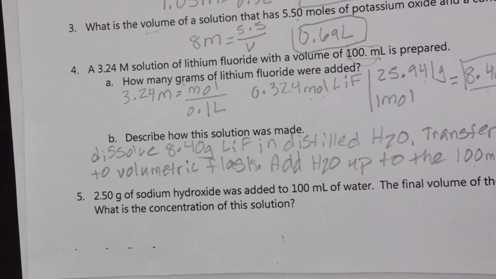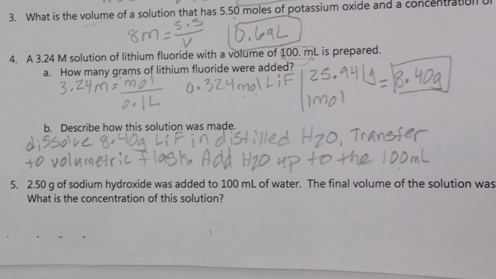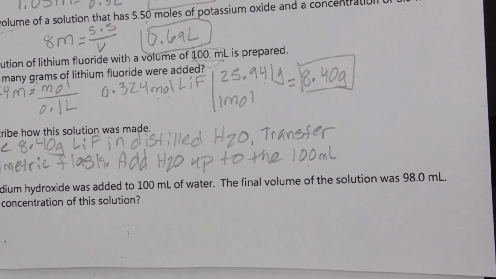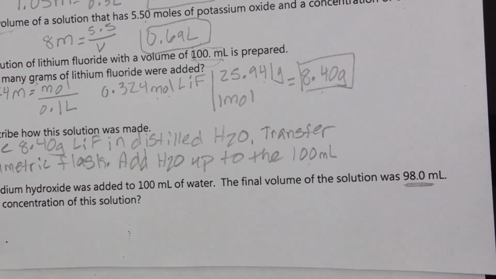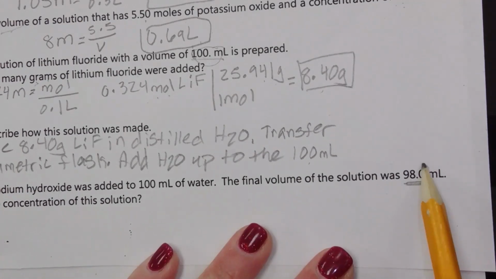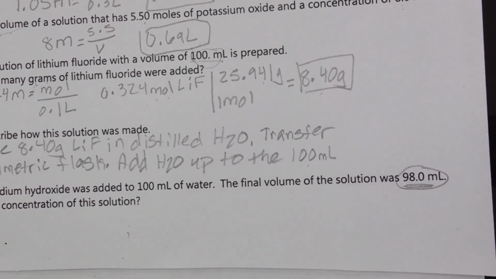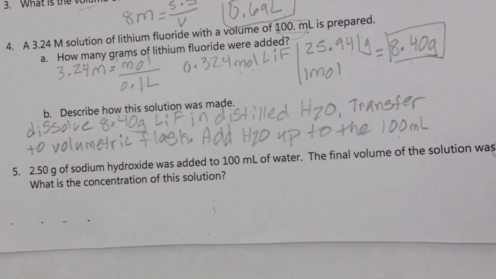All right, final question. 2.5 grams of sodium hydroxide was added to 100 milliliters of water, and the final volume of the solution was 98. So here's an example where I'm telling you that the volume was not additive. All right, so you will make the assumption that volumes are additive unless I tell you otherwise. And in this case, I'm telling you the final volume was not 100, it was 98. So what is the concentration of the solution?